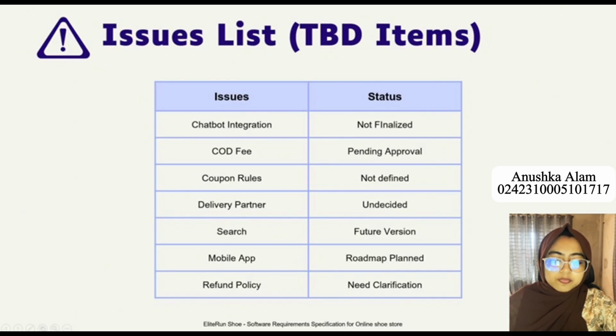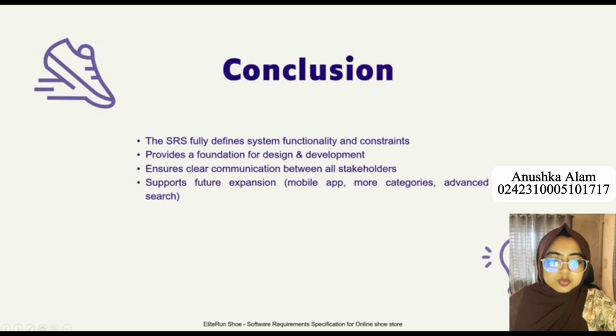In conclusion, the SRS provides a complete picture of how the EliteRun Shoe system will function. This clearly defines the system's requirements, features, and constraints, which helps the development team create a reliable and secure platform. The document also ensures smooth communication among stakeholders and provides a strong foundation for future expansions. For example, adding more product categories or introducing a dedicated mobile app.